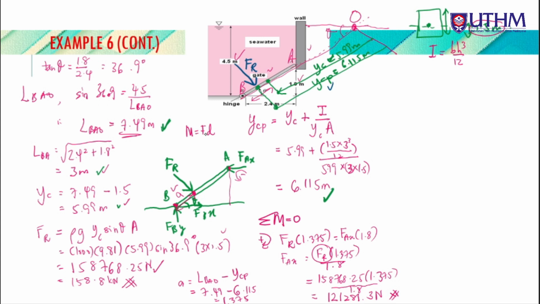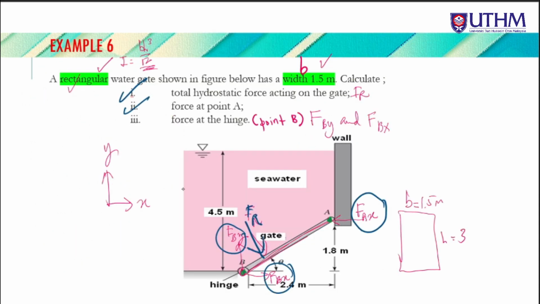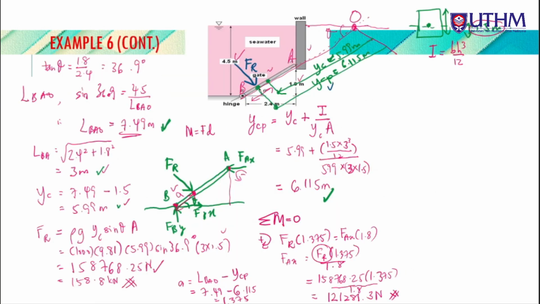Okay, so we have got the value for FA. At A there is only one force. Because we use the equilibrium equation, the total moment must be 0. We can solve for FA, in which we have solved the force at point A. Okay, FAX only.